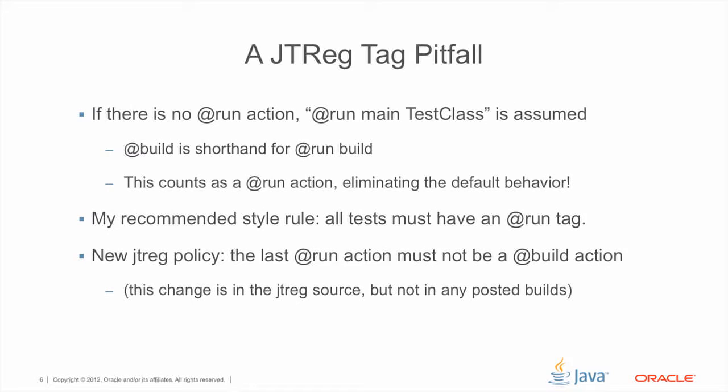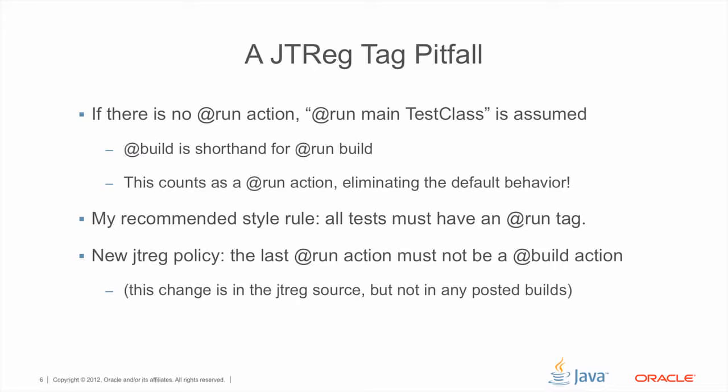There's some description here of why that previous test introduced a bug. There's a rule in JTREG. The tags that appear at the top of a test are kind of a little programming language. And there's a rule that says if there is no run action, then an @run main test class, or whatever the name of the class is, @run main is assumed if there is no run action in those tags. So if you were to look back at the first example, there was no run action, and so it assumed that @run main was there.